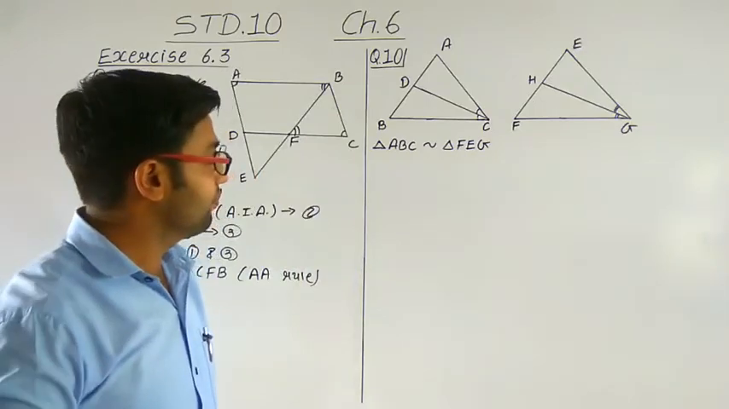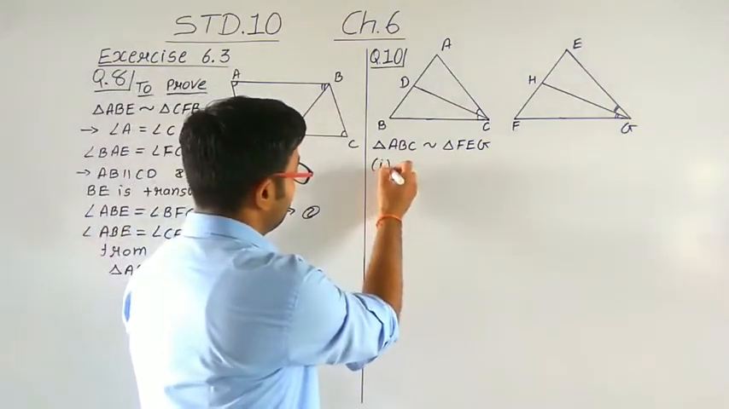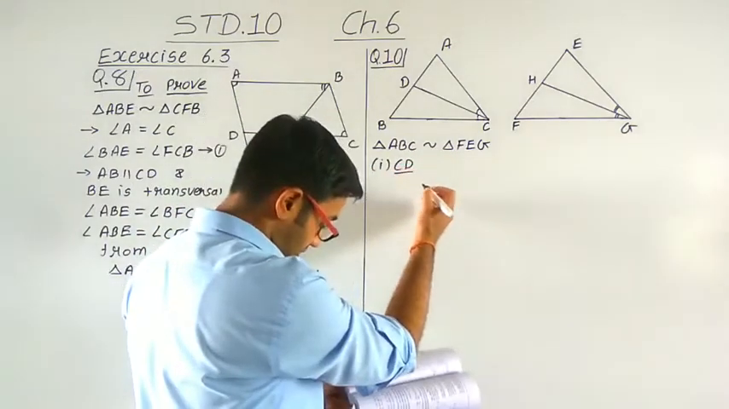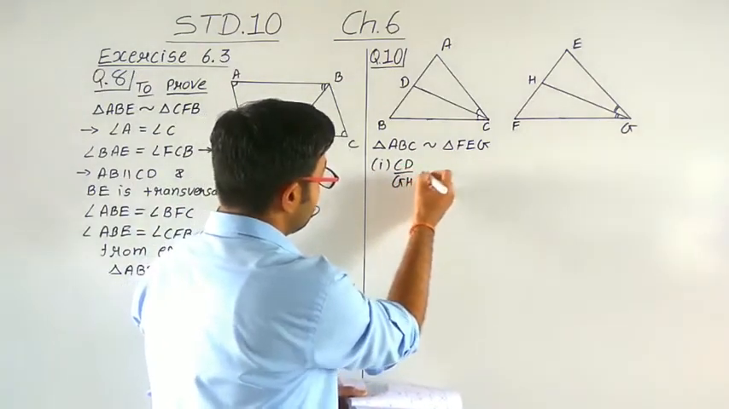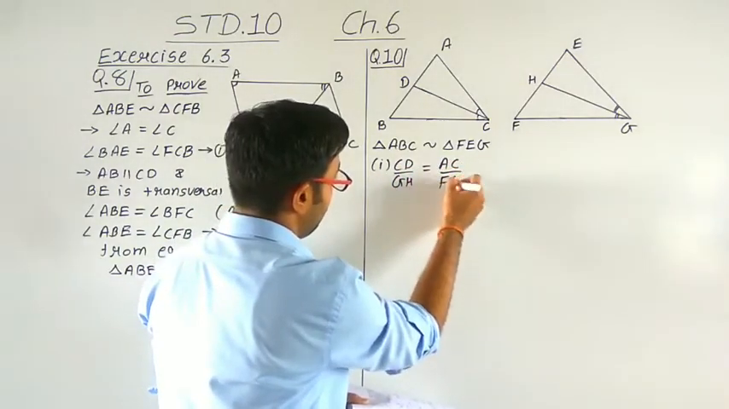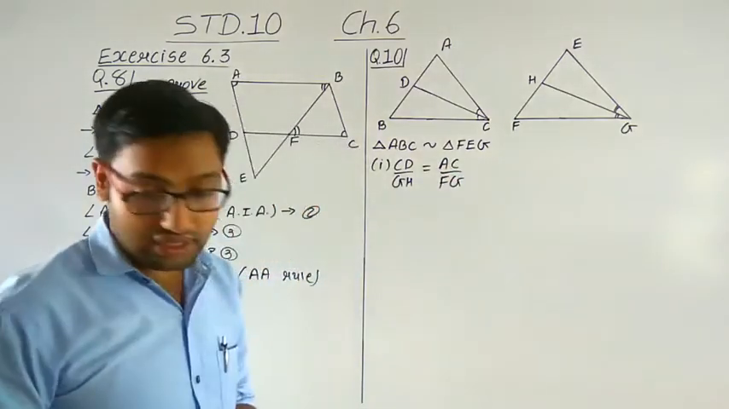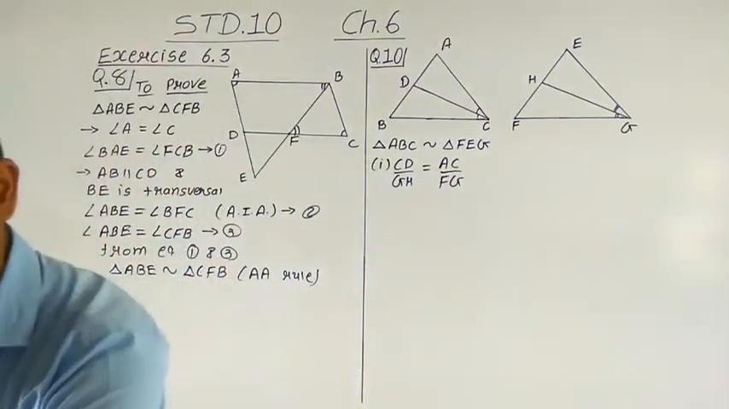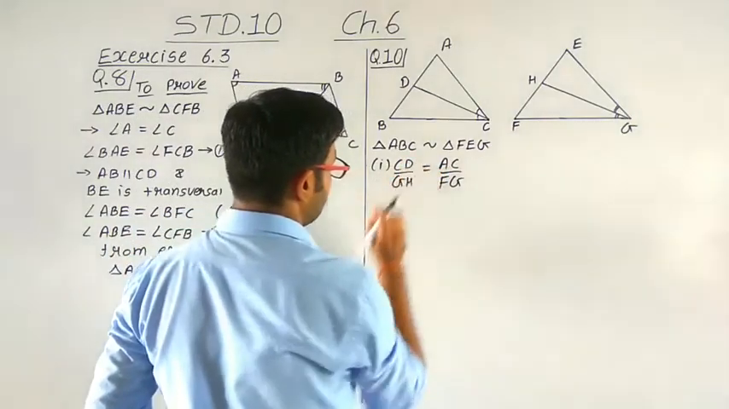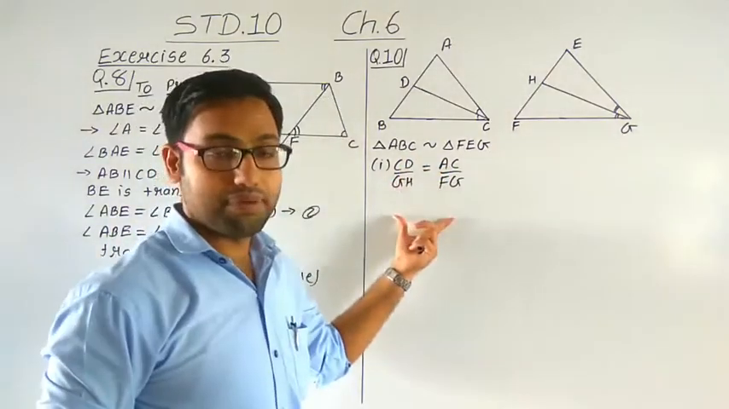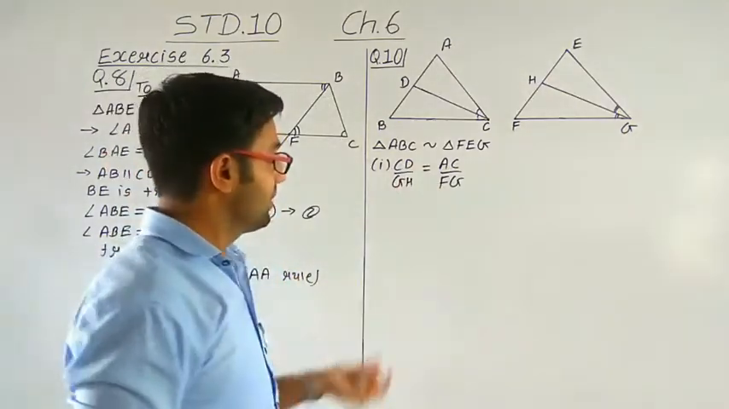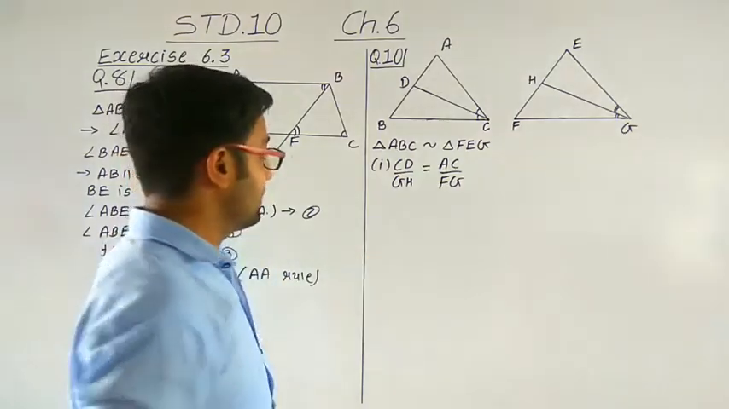First thing we have to prove here is that CD upon GH is equal to AC upon FG. First of all we have to prove this thing, right? See, these are the two sides which are in the same proportion. It will happen only when the two triangles are similar. So which two triangles are we considering?